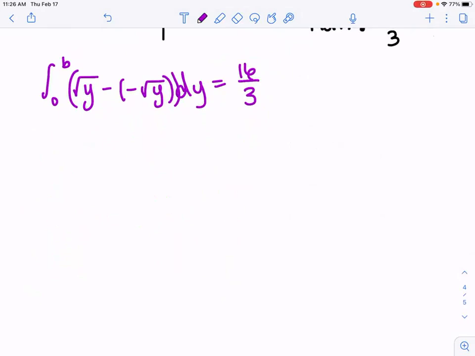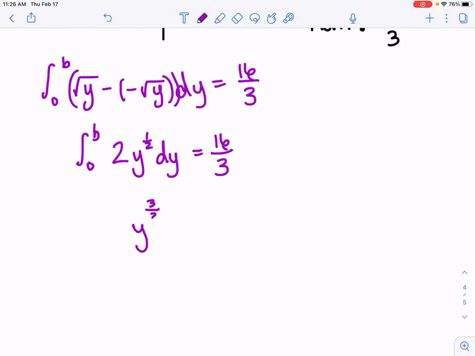Now it's just some algebra. Radical y minus negative radical y is 2 radical y. So then when we take the antiderivative of 2 radical y, we get y to the 3/2 times 2 thirds. We're going to evaluate it from 0 to b. And remember, this all still equals 16 thirds.